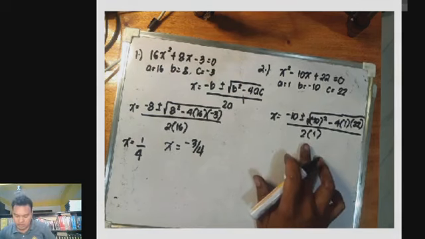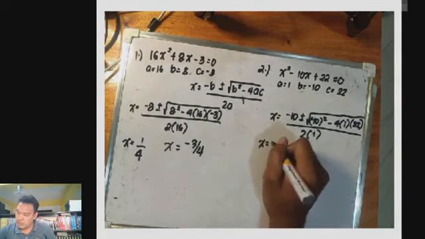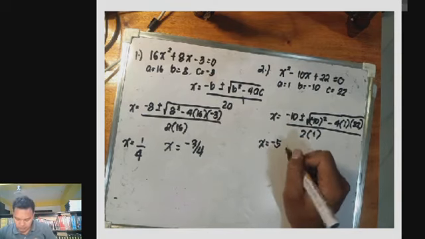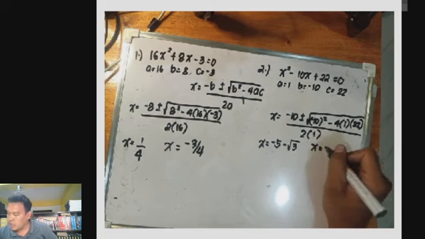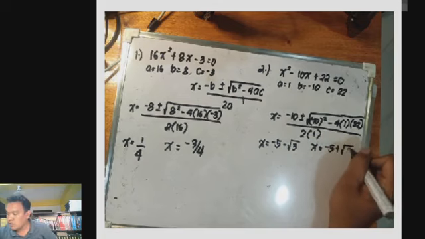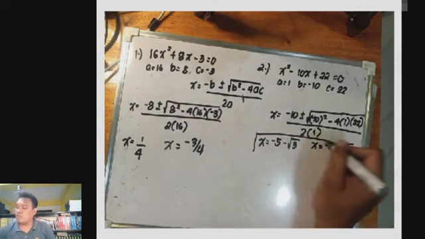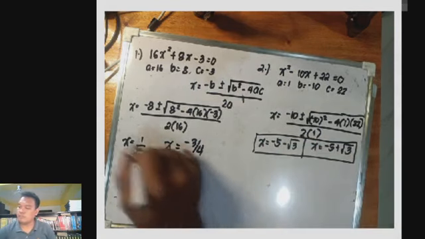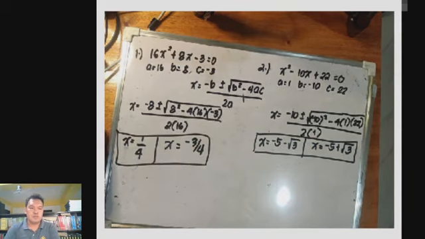Then same here. Just calculate this, and x is equivalent to negative 5 minus the square root of 3 and x is equivalent to negative 5 plus the square root of 3. Those are the answers for the values of the roots of the two equations. Okay. So, let's continue.